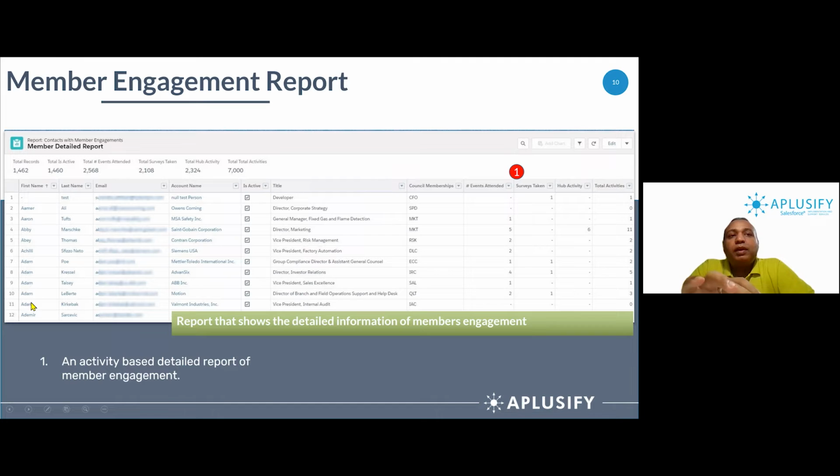Like Adam, if you can see row number 11, I think he has participated in 3 activities, but Adamer, he has not participated. So you need to work on those members who have not participated in any kind of activities, right? This can only happen if you pull these kinds of dashboards and reports, so that you are able to understand what members are participating and what members are not participating.